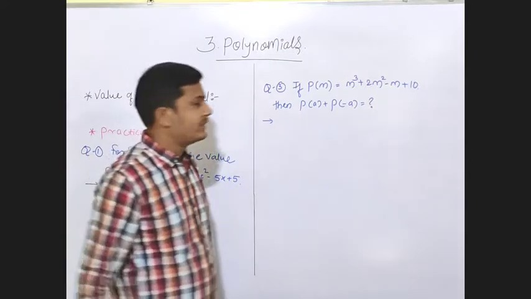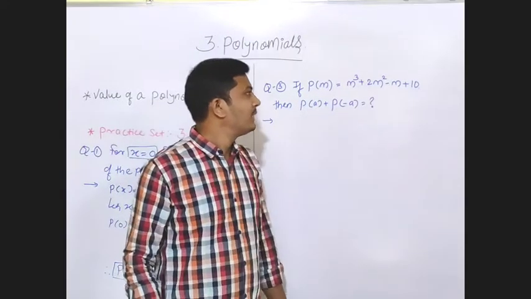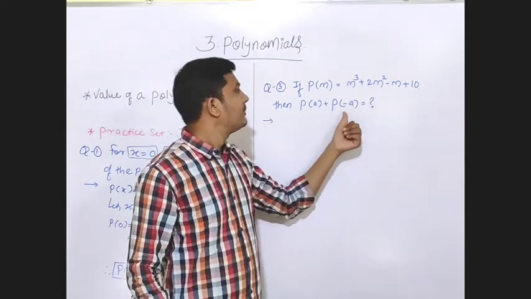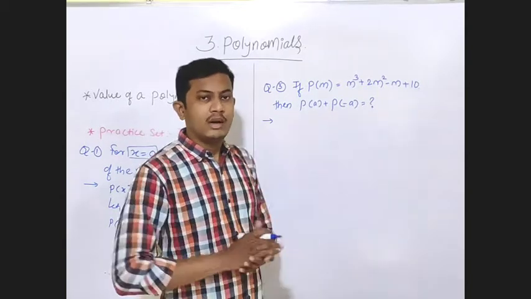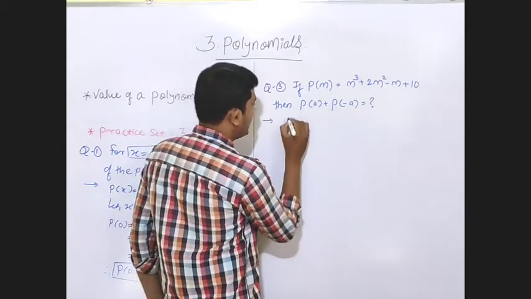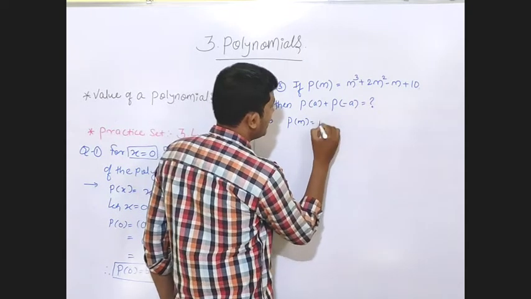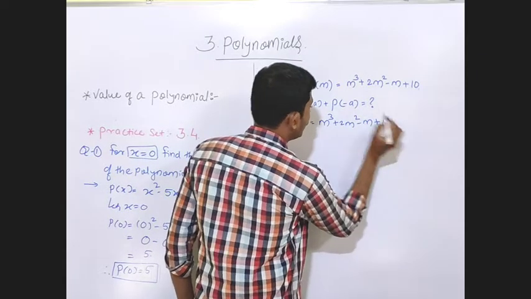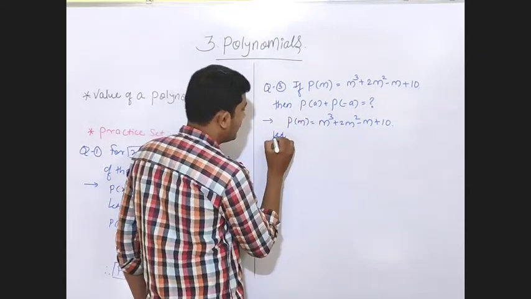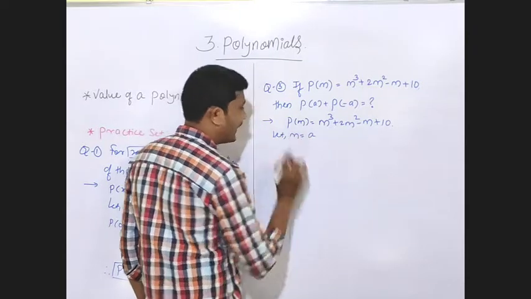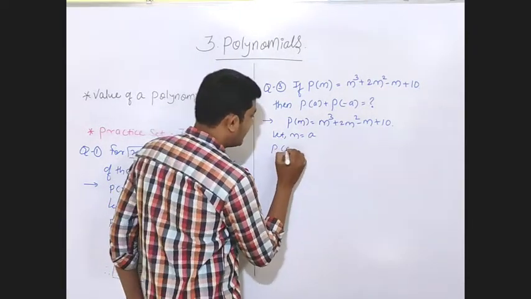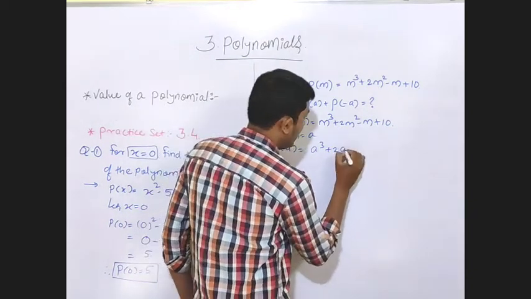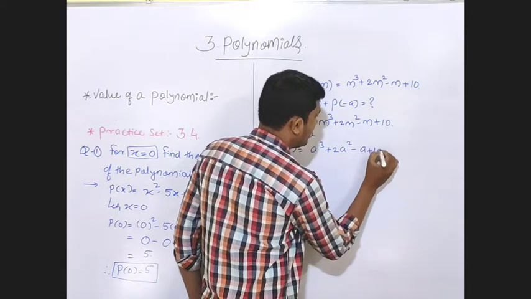And the next example we have to see is the third. If p of m equal to m cube plus 2m square minus m plus 10, then p of a plus p of minus a equal to what? That we have to find. So given that p of m equal to m cube plus 2m square minus m plus 10. Now let m equal to, first of all, a. So p of a we get as a cube plus 2a square minus a plus 10.